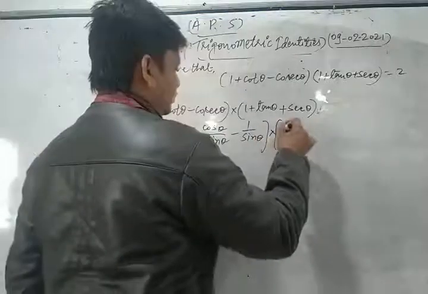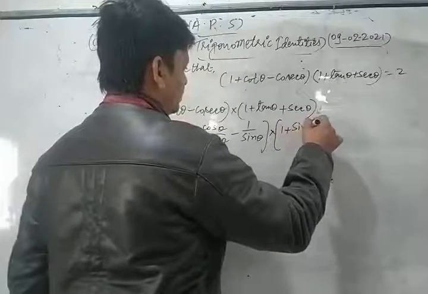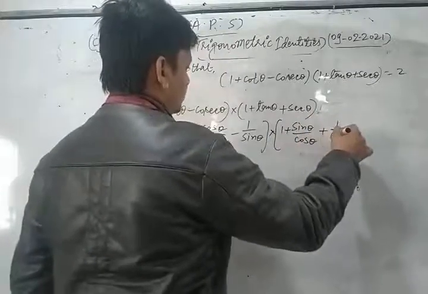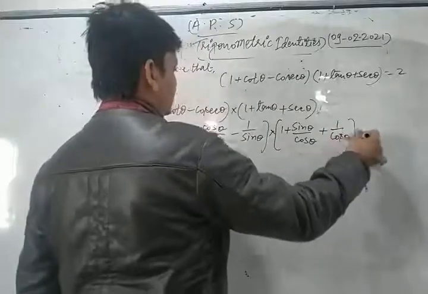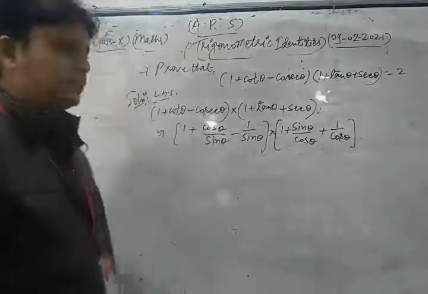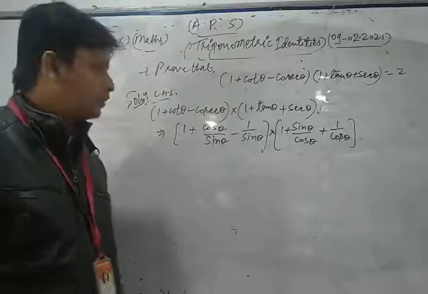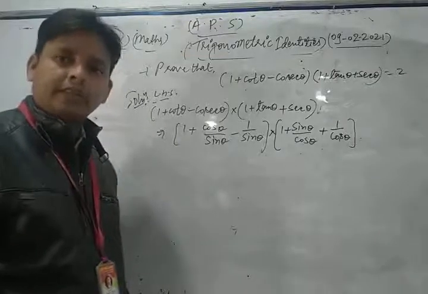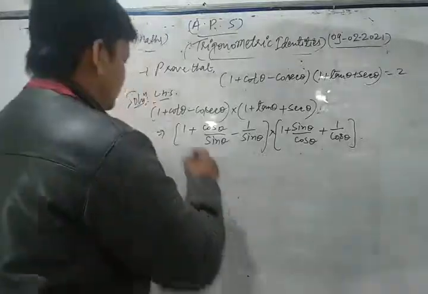In another bracket this is (1 plus sin theta upon cos theta plus 1 upon cos theta), right, in this way. Now what do I do? Now we take the LCM of their denominators and simplify them. Okay, now let's see here.